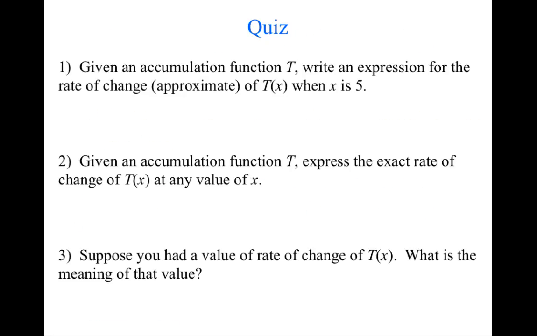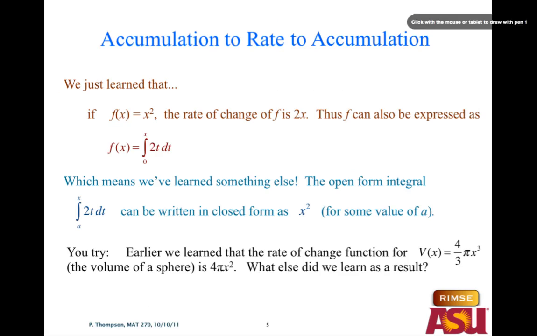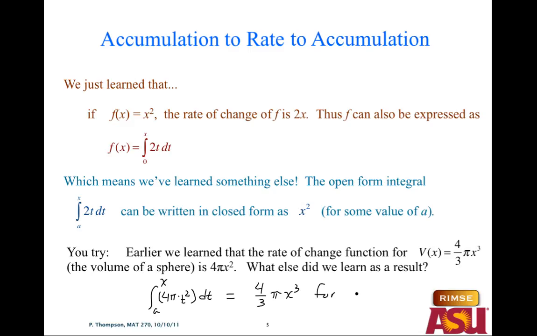Oh, I guess that's not in the PowerPoint. So that's all right. Okay, so if we have this accumulation function expressed in open form where the rate is 4 pi x squared, geez, I did it again. What we know that is, for some value of a. Again, in this case also when a is 0, for some value of a.